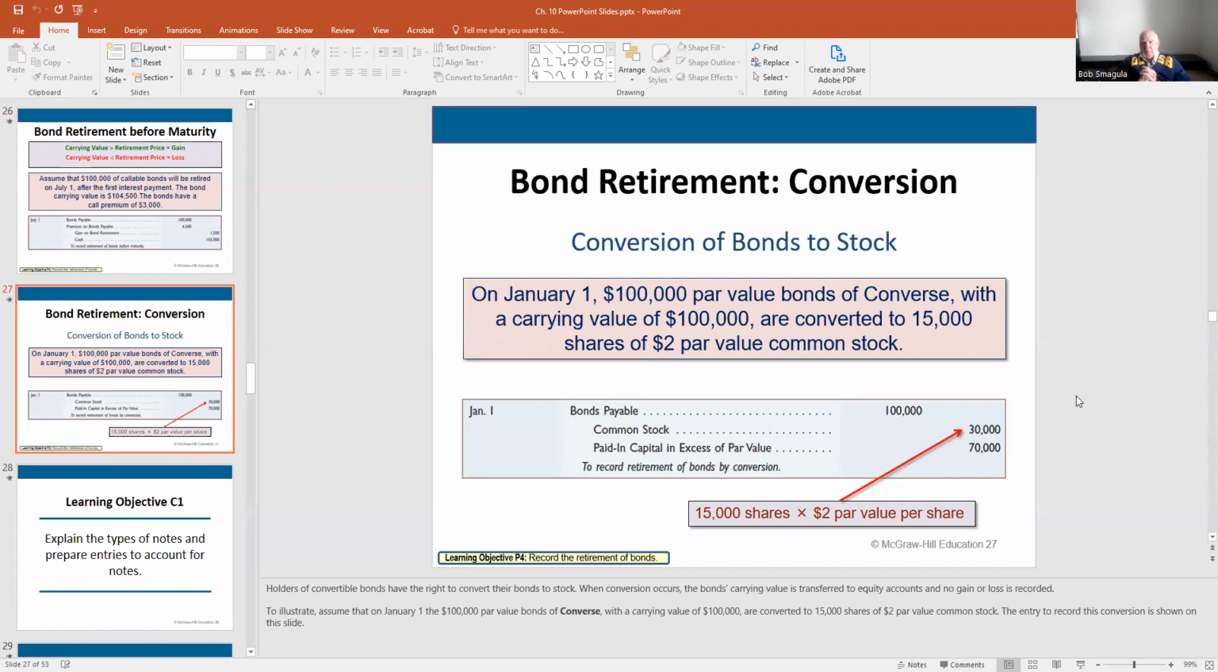Let's talk about convertible bonds. I used to hear about these a lot. I don't anymore, but convertible bond. You buy a bond for $100,000 in Converse, in this example here, Converse sneakers. On January 1st, par value bonds of Converse had a carrying value of $100,000.